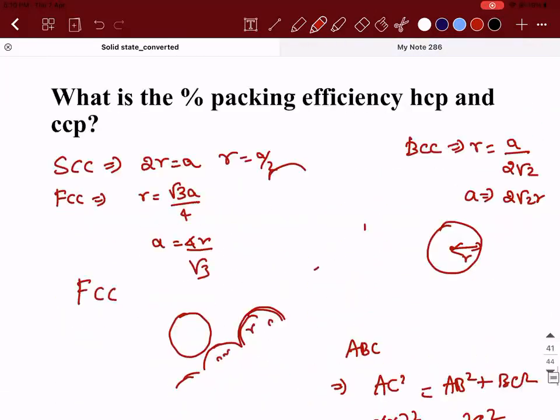Just look at what is a percentage packing efficiency. I have dragged it. I have right clicked it. Wait a minute.